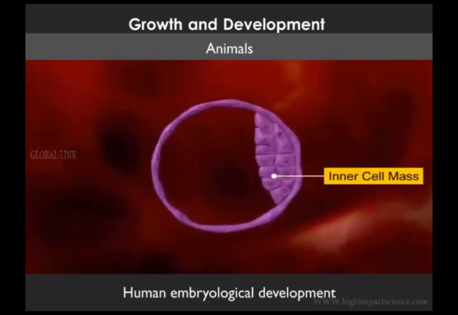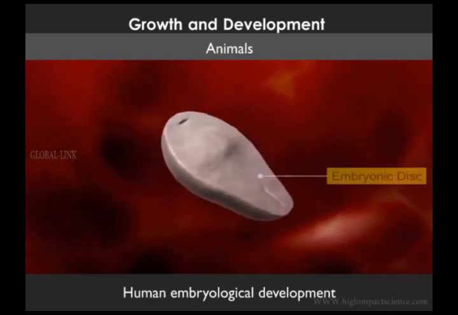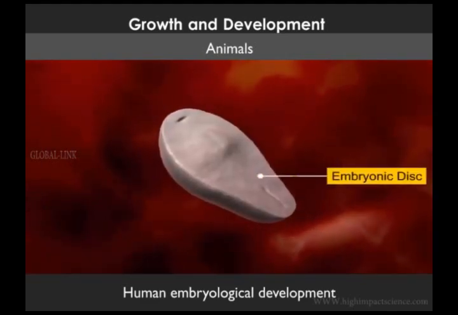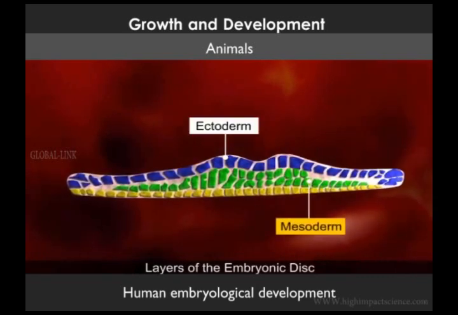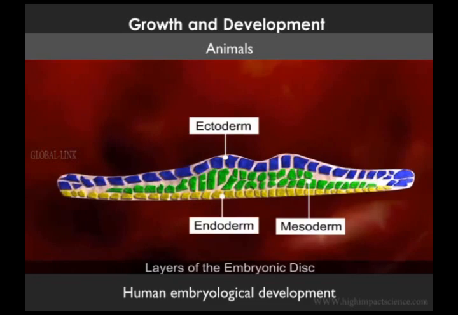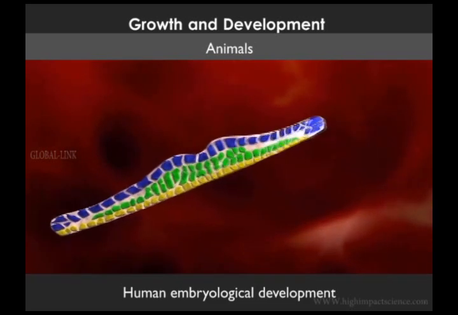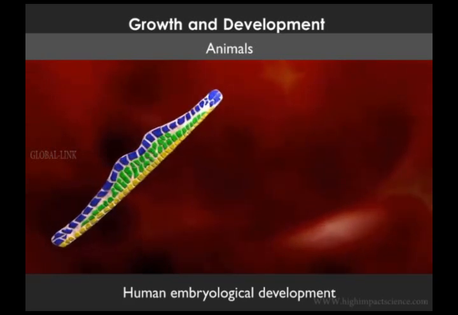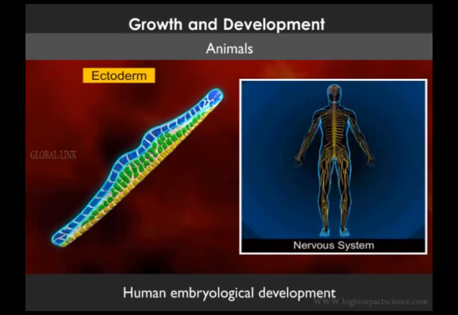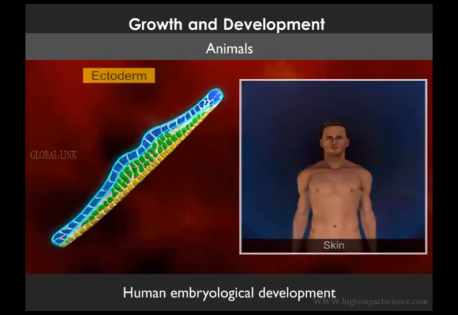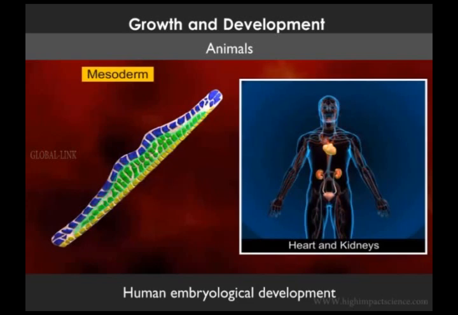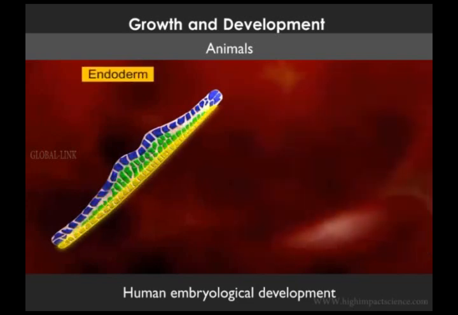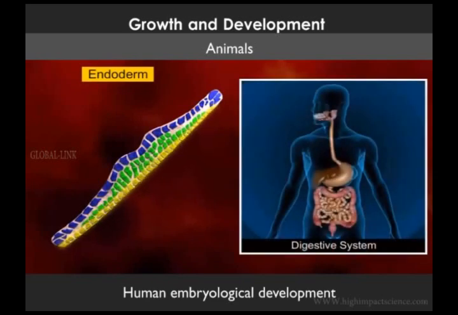The inner cell mass moves downwards and differentiates to form an embryonic disc consisting of 3 germ layers: the outer ectoderm, middle mesoderm, and inner endoderm. The term germ indicates that each layer gives rise to tissues. The ectoderm, for instance, gives rise to the nervous system and the skin, whereas the mesoderm develops into muscles and organs such as the heart and kidneys. The endoderm gives rise to the entire digestive system.